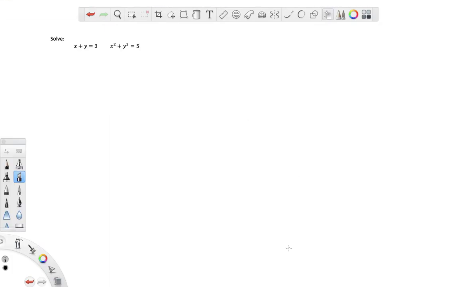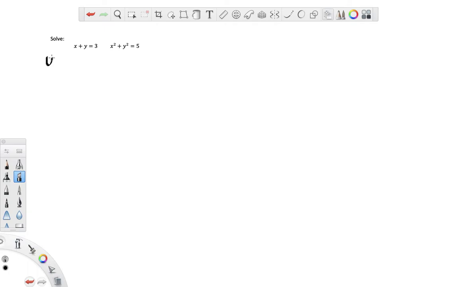Okay, so here we're told to solve. We've got two equations, x plus y is equal to 3 and then x squared plus y squared is equal to 5. So we're solving this simultaneously. What does that mean? Solve the equations at the same time. So how are we going to do that? Well, we need to eliminate one of the variables. How can we do that?